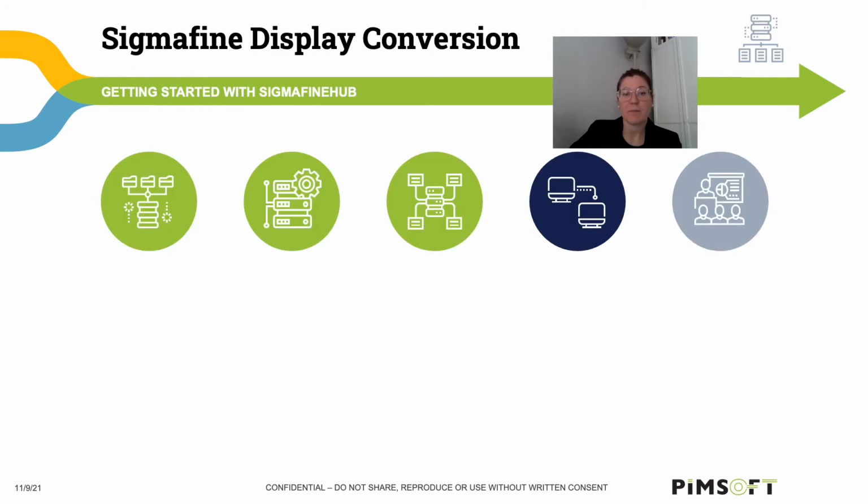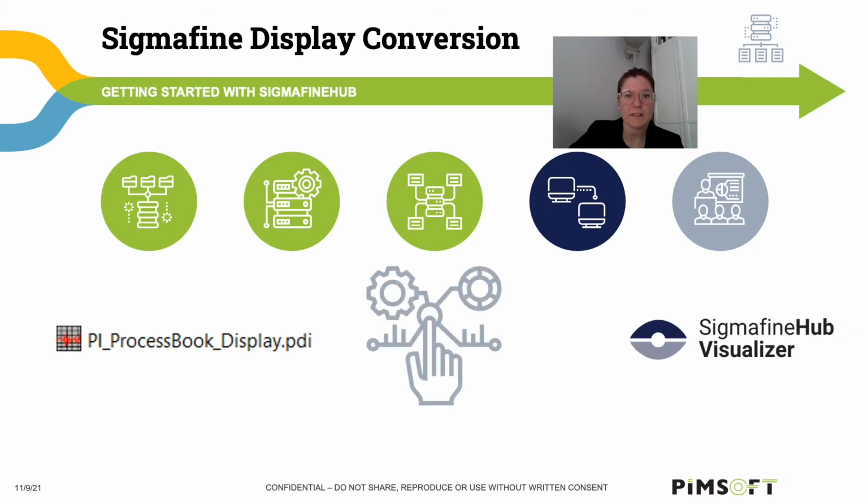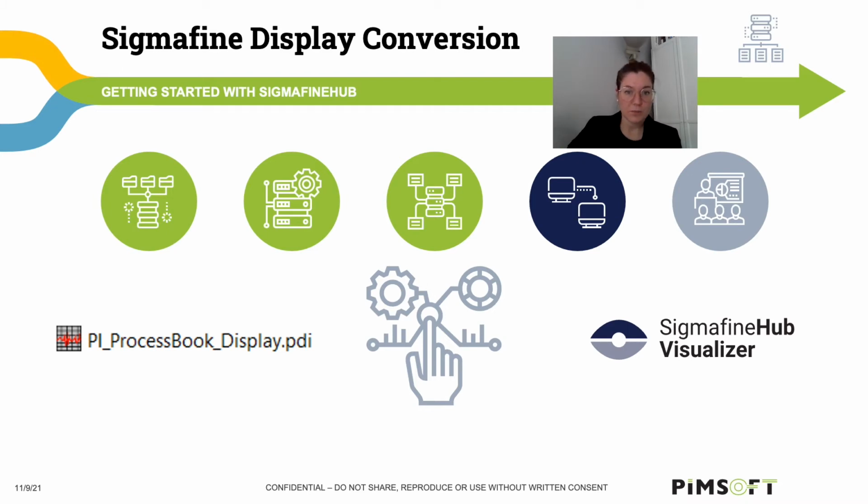When Sigmafine Hub is successfully installed, we can skip to the display conversion step. The PI ProcessBook displays that were used to work with Sigmafine cannot be used anymore in Sigmafine Hub. In order to visualize the Sigmafine model in the Sigmafine Hub visualization tool, the Sigmafine Hub Visualizer, the PI ProcessBook display must be converted to a Sigmafine Hub friendly format. This conversion process is very simple and includes only a few steps.